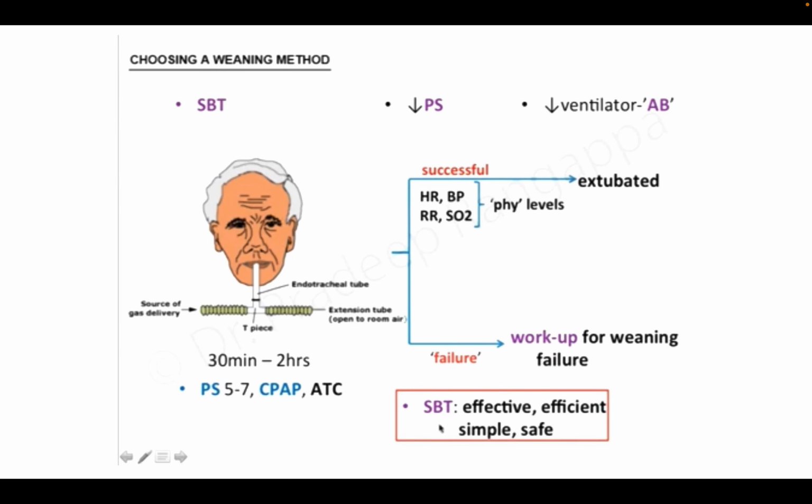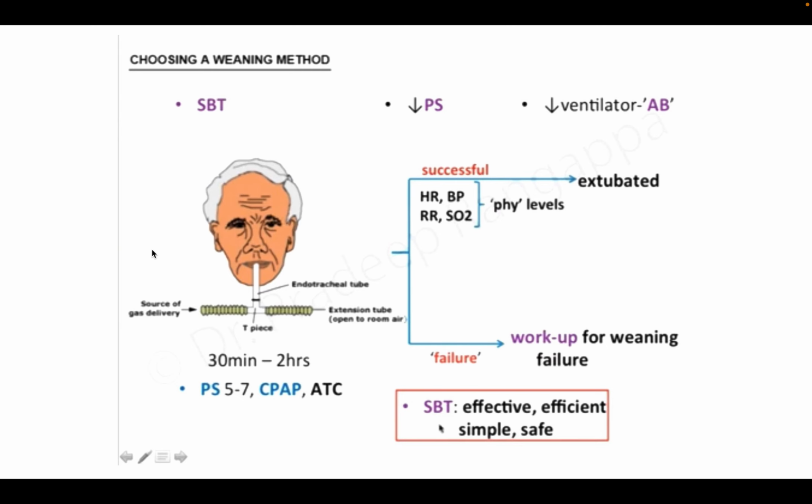So let us look at what the various methods of weaning are. By and large there could be the spontaneous breathing trial, or decreasing the pressure support, and of course decreasing the ventilator parameters.